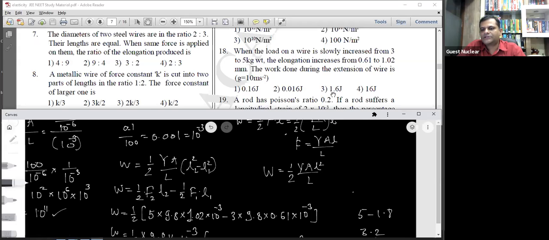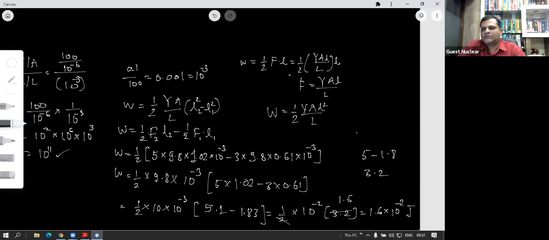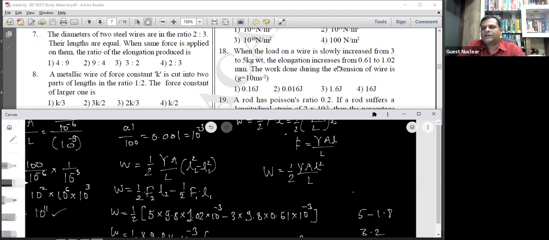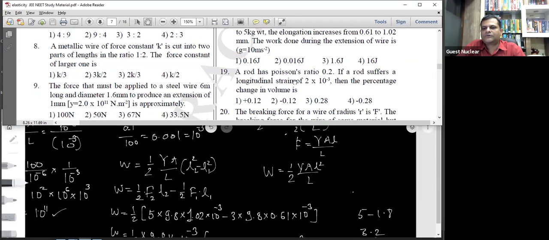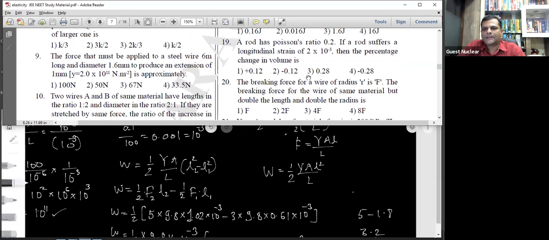So work done will be actually 0.016. So check carefully, 1.6 into 10 raised to minus 2 से क्या होगा, ये डेसिमल पॉइंट जो है वो 2 डिजिट्स पीछे की तरफ शिफ्ट होगा, जिससे हमको मिलेगा 0.016 जूल. ओके, so 0.016 joule will actually be the correct answer. Okay, so 0.016 joule. Yes.